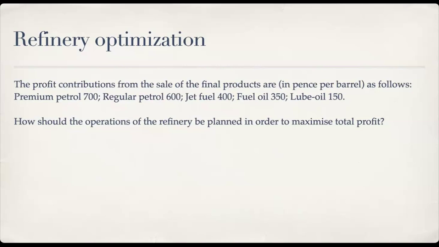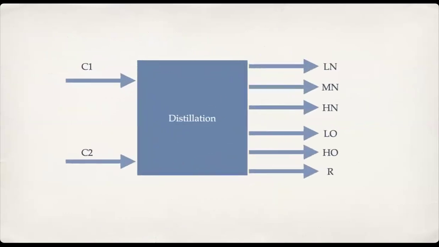What we want from this problem? We want to maximize the profit, right? And in order to maximize the profit, we have to make a decision on the amount of crude 1, crude 2, and what else? The amount of each stream. Let's say we have crude 1, crude 2, and we get light naphtha, medium naphtha, heavy naphtha, light oil, heavy oil, and residuum.